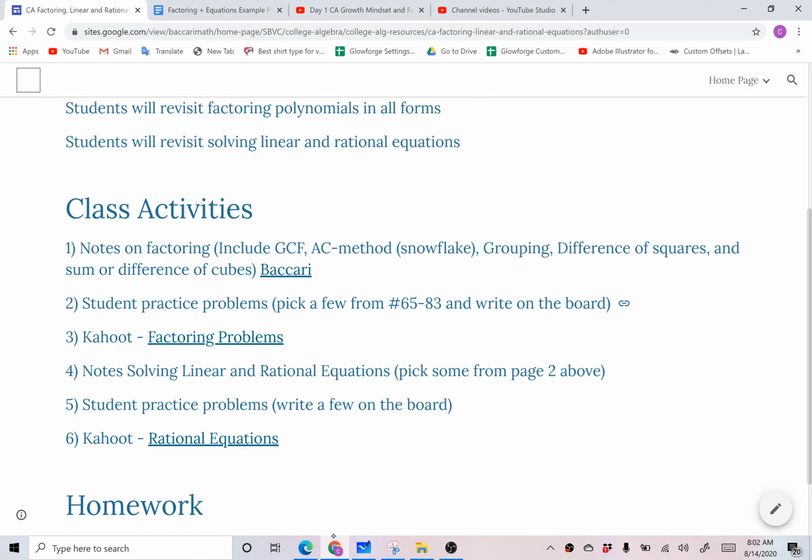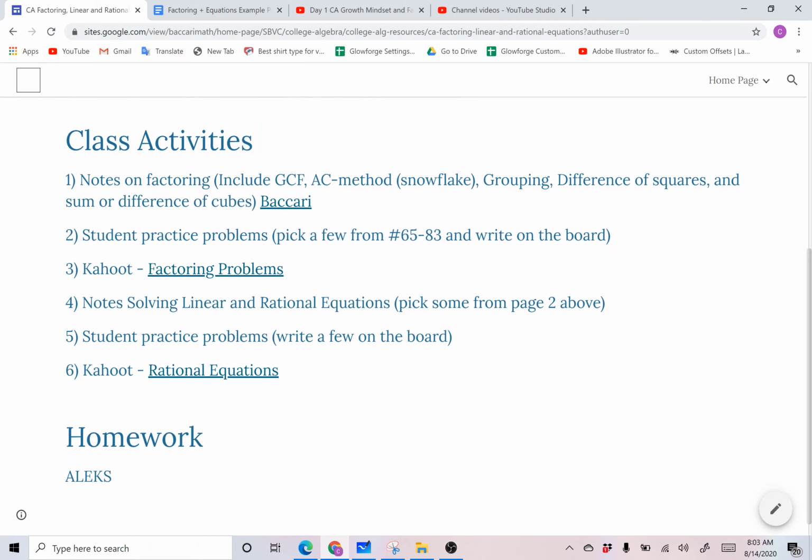We have student practice problems. Normally I'd let you do that in class. I hope that you'll attempt some of these and try to practice some of the methods I show you. We have Kahoot factoring problems. Those are problems that we can't do because we're not going to do Kahoot. We would do that if we were in class, and then we have notes on solving linear and rational equations, and then practice problems, and more Kahoot. So we're not doing 5 and 6, and we're not doing 2 and 3, but we will do 1 and 4 from this list since we are not in class.